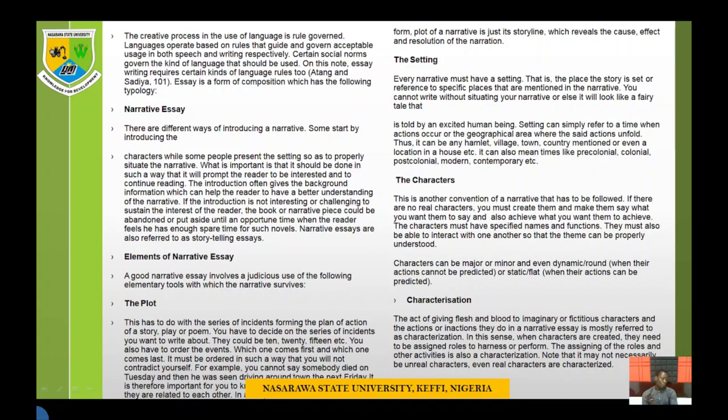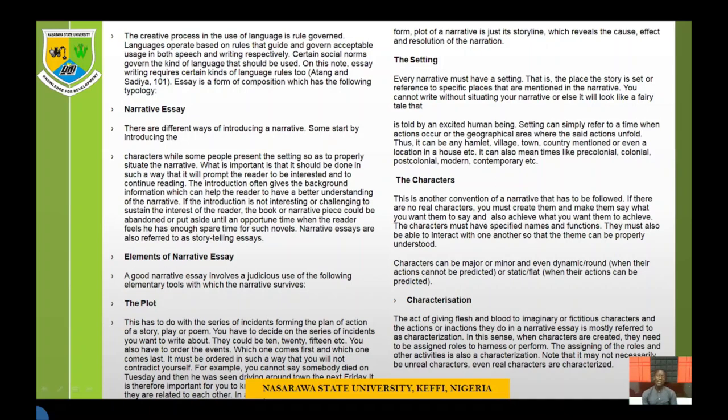If not, a bad plot of a story gives a picture of the readership not having interest in whatever they read out of the piece of your work, which is called a narrative essay. So these events are arranged chronologically or even sequentially so that the interest lying in the readership's mind is sustained. For example, you cannot say somebody died on Tuesday and then he was driving around town the next Friday. In fact, there is a problem. It means the plot of that story is not achieved.